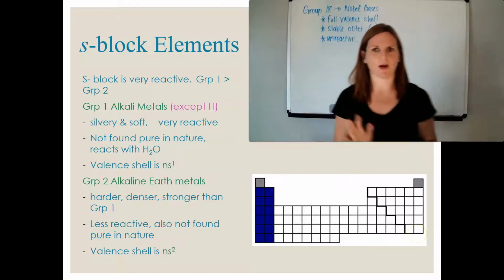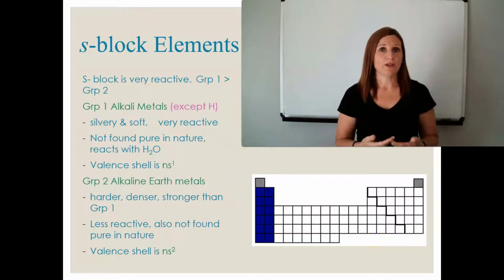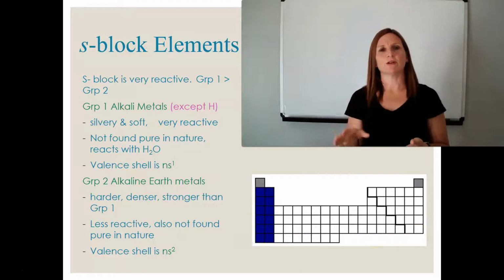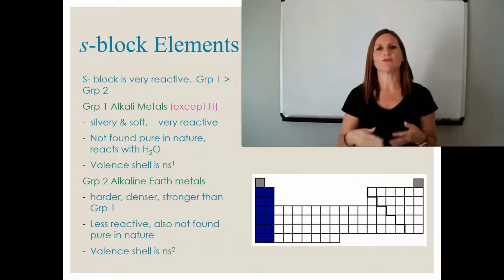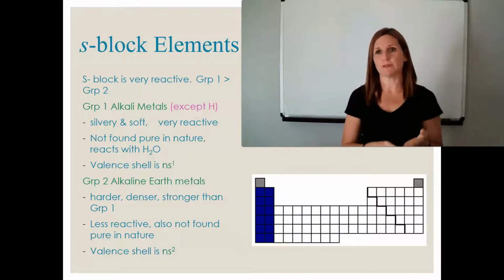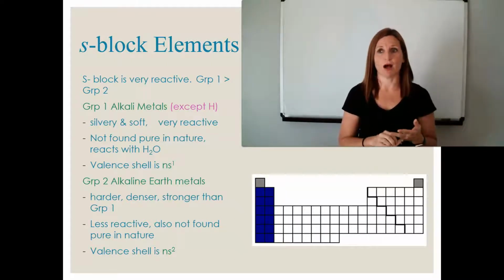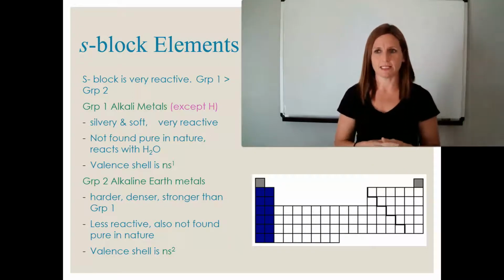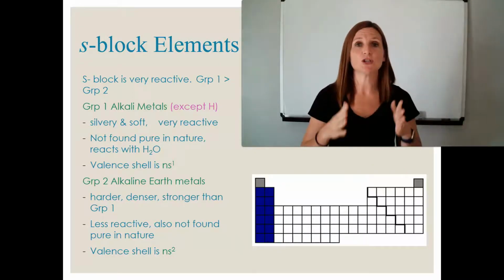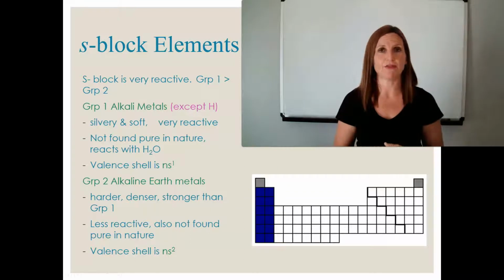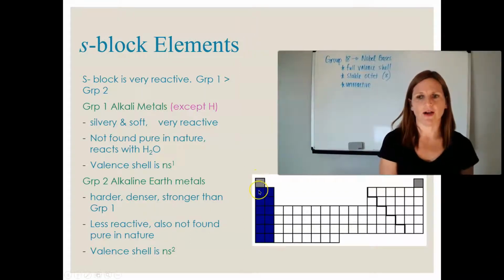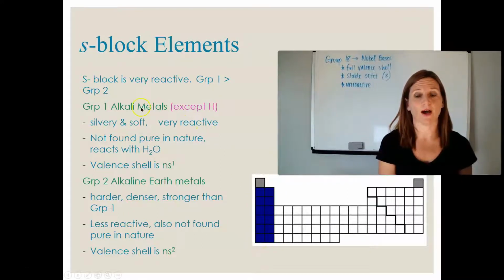So let's look at group 1. What we're going to do now is take a deeper look at each of the blocks and look for some commonalities, and we're also going to see what families we expect to find in those blocks. So we're starting here with the S block, and the S block is known to be very reactive. Group 1 is found right here in this first column of the periodic table, and group 1 is known as the alkali metals.